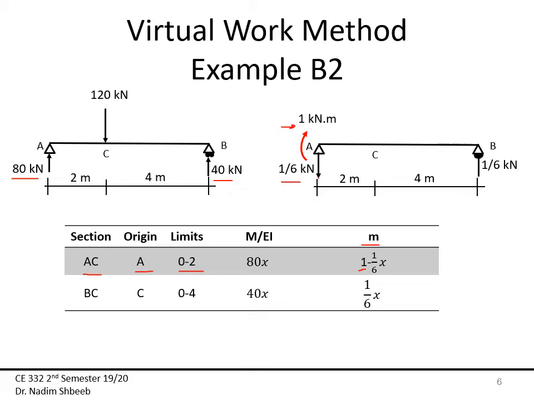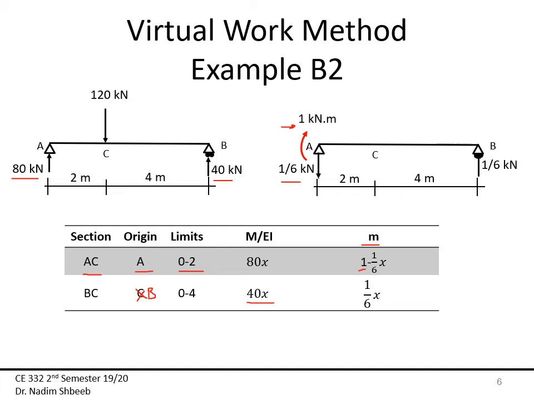Now if I go to section BC, I can use the origin at, no, that's not the origin. Let's see, this is the origin at B. Then the limits are from 0 to 4, simply 40x and 1/6 x.